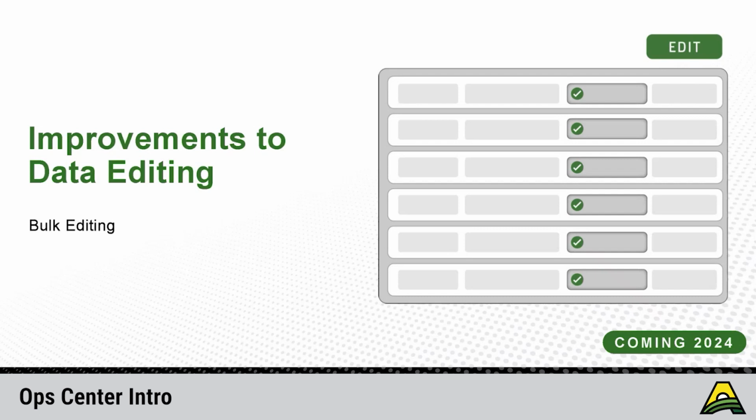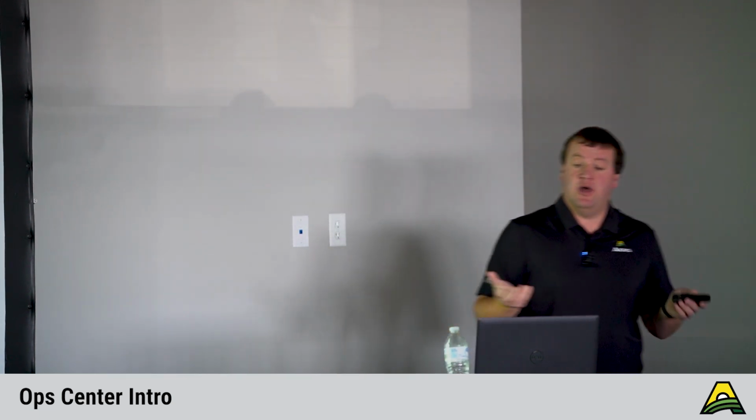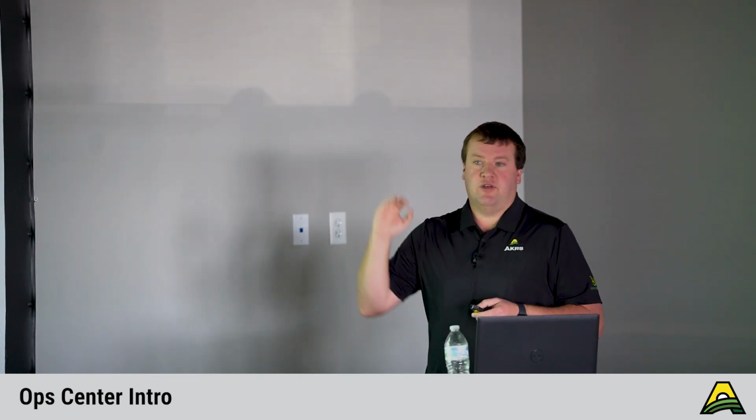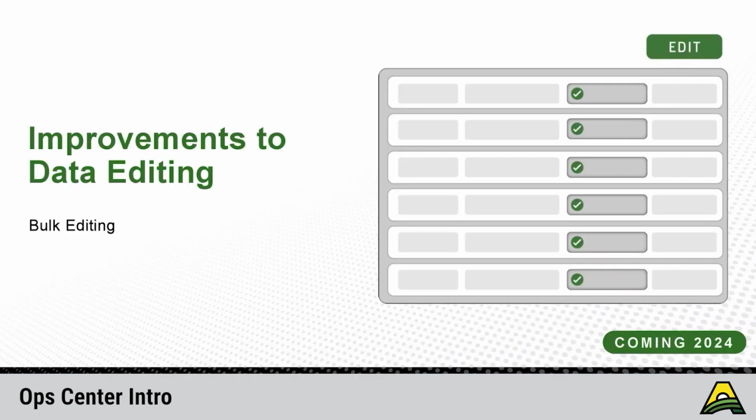So now looking at Operations Center, some of the improvements coming. This is coming later this year. First one's going to be bulk editing. So if you went out and you applied all of your acres as Roundup and it should have been Roundup Ultramax, you can now select all of those operations, change them all at once instead of going into each layer individually. So that bulk editing, and same with varieties or whatever it may be.